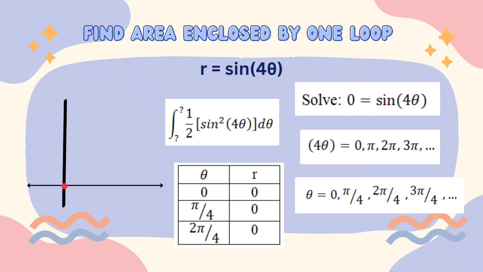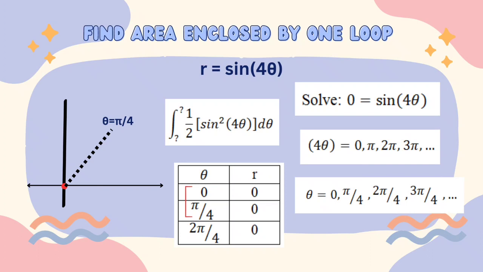So let's think about what happens next. I'm thinking about intervals in the theta values between 0 and pi over 4. The angle pi over 4 is going to be this angle. So here's theta equals pi over 4.